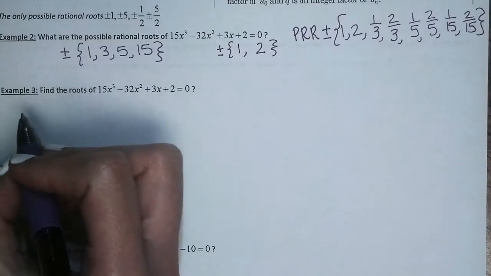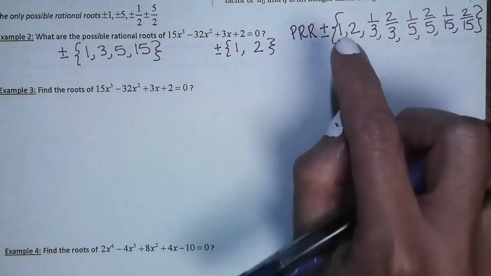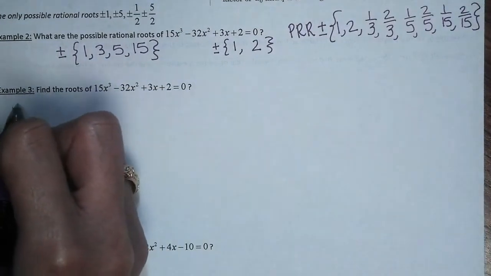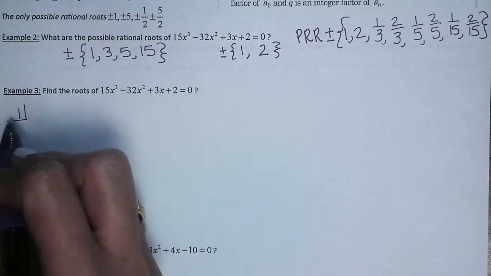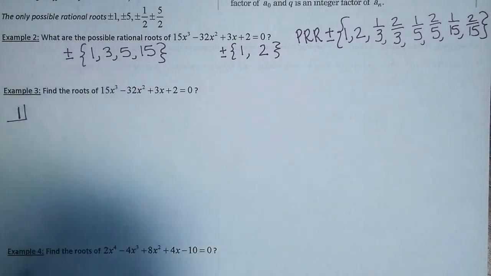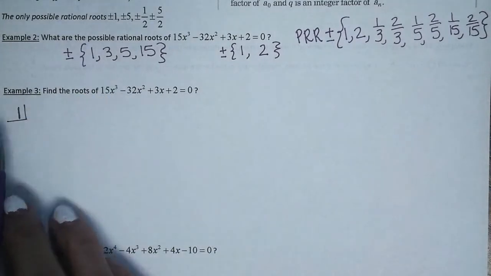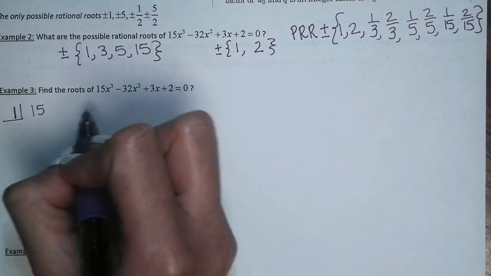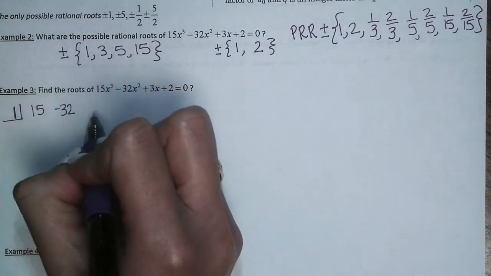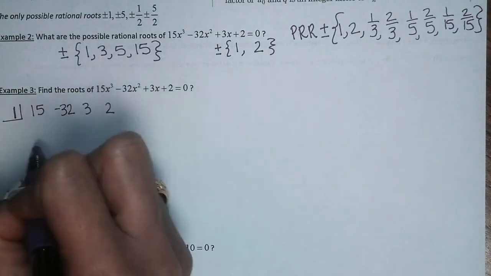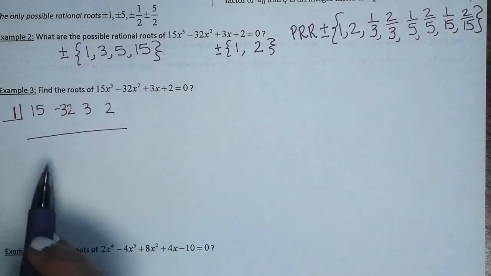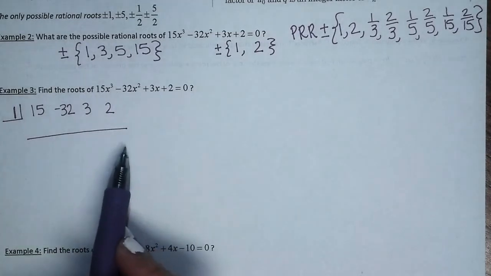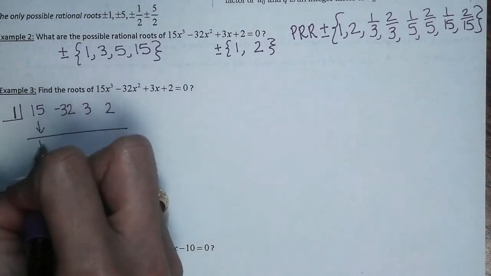Now we're going to take this polynomial and start literally guessing and checking. Always start with 1. So I'm going to synthetically divide this polynomial by 1 to see if 1 is a root. Put the 1 in the box and copy the coefficients of the polynomial: 15, negative 32, 3, and 2. Let's synthetically divide the polynomial by 1. If 1 is a root, the remainder will be 0. Let's see if that works.